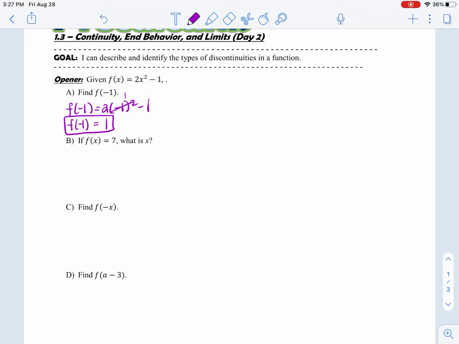Okay, next one. If f of x equals 7, find x. So now I'm going to set f of x equal to 7. 7 equals 2x squared minus 1. So now I need to solve that. That only has an x squared in it, so I can solve it by square rooting, but I have to isolate it first. So I'm going to add 1 to both sides. 8 equals 2x squared. Divide by 2. I have 4 equals x squared. And then square root to solve. Don't forget to do plus or minus. So I have x is equal to positive and negative 2.